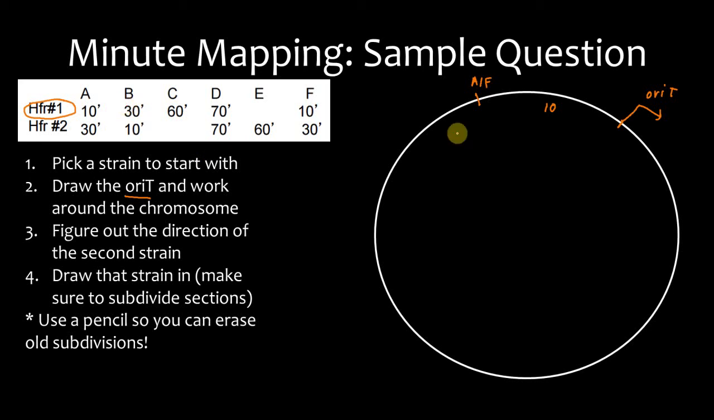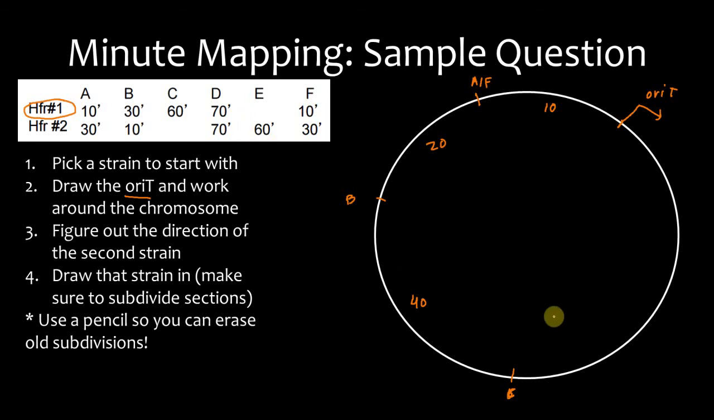Okay, then I'm going to find the next number, so 30. That means that if I'm going this direction, then 30 is going to be the next number. So the distance between B and the ORIT is 30, and 30 minus 10 means the difference between B and A/F is 20. B is here. The next number is 60. So C is going to be here. And then 60 minus 20 is what? 20, 30, 40, 50, 60, it's 40.